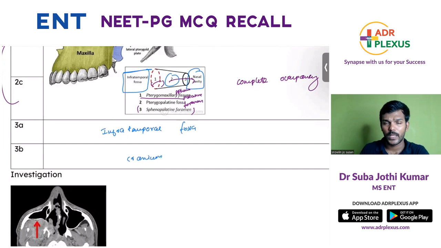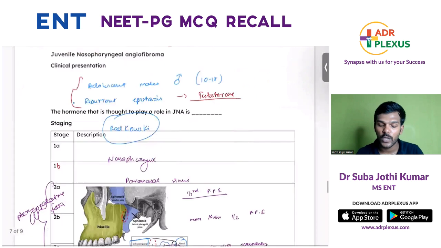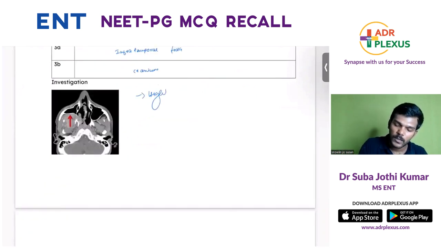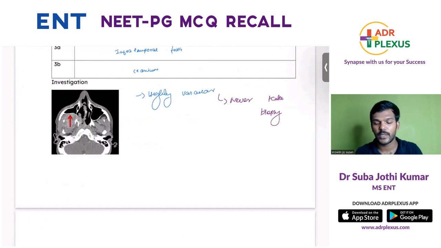This pterygopalatine fossa has a posterior boundary that is related with the foramen rotundum and pterygoid canal. Through that, it can enter easily into the cranium. So that's how the JNA is very important. It is a highly vascular tumor. Highly vascular. So never take a biopsy. Never take a biopsy if you suspect JNA.